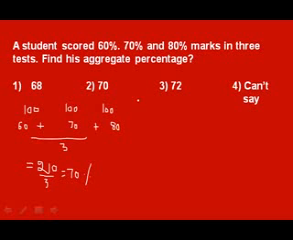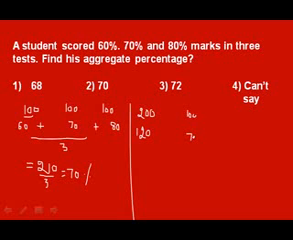Let me show you one more thing here. Let me assume that the maximum marks here were 200. A test can be of 200 marks as well, right? So out of 200, if he scored 60%, he must have scored 120 marks here. And out of 100, let's suppose he scored 70 here, and out of 100, let's suppose he scored 80 here.